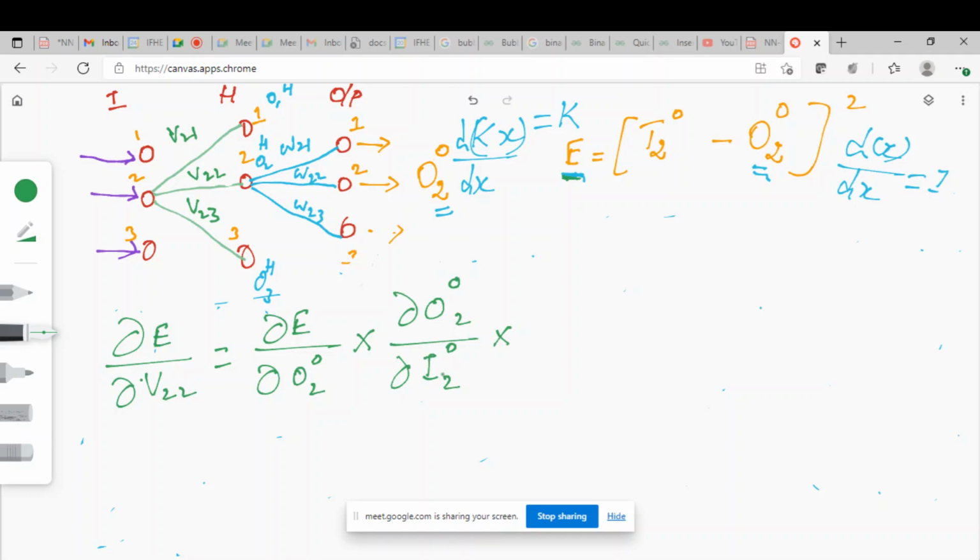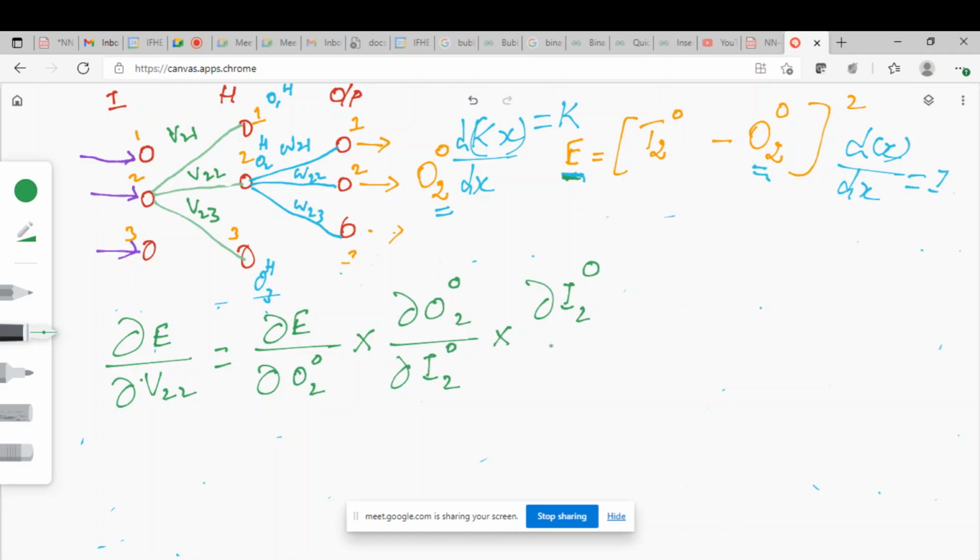This input depends on what? Don't consider the weight. The input to this second neuron depends on the output of the hidden layer. Output of which neuron of the hidden layer? Second neuron. Yes, that you have to take. So the input to the second neuron of the output layer depends on the output of the second neuron of the hidden layer, because this weight already has a different equation to update, so that will not come here.